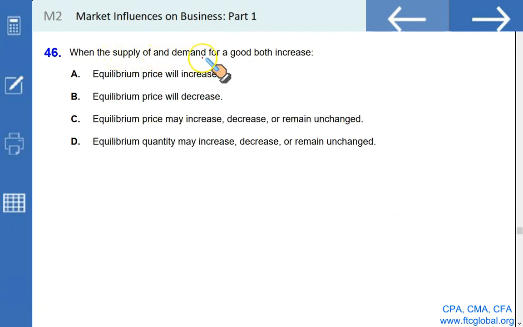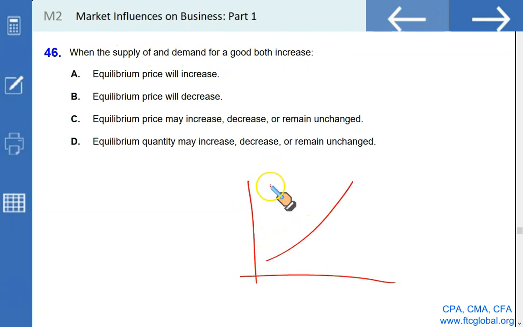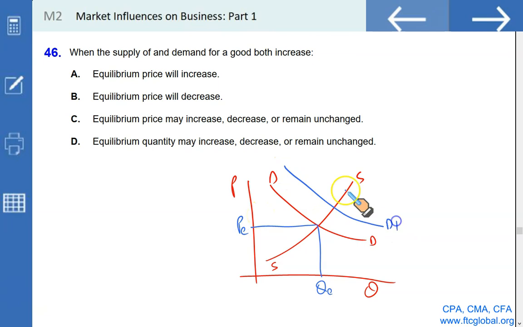When the supply of and demand for a good both increase. Okay, now this is the supply and the demand curve, D, D, S, S. So that would mean this would be the equilibrium quantity and the original equilibrium price. If the demand increases to the new level D1, D1, at the same time, supply increases to the new level S1, S1, right? What happens? The equilibrium quantity is definitely going to be more.